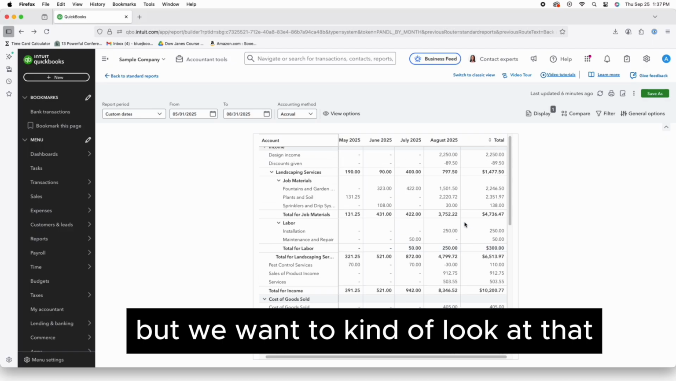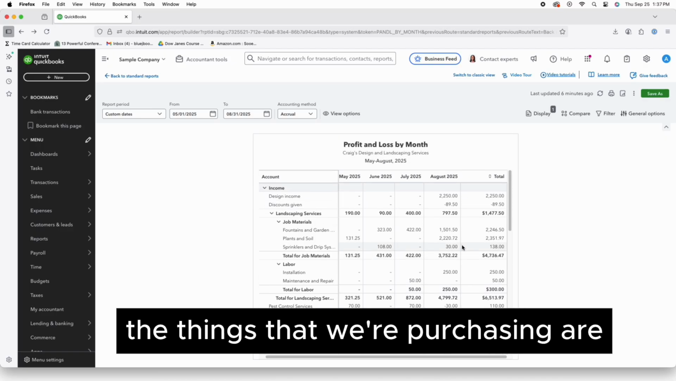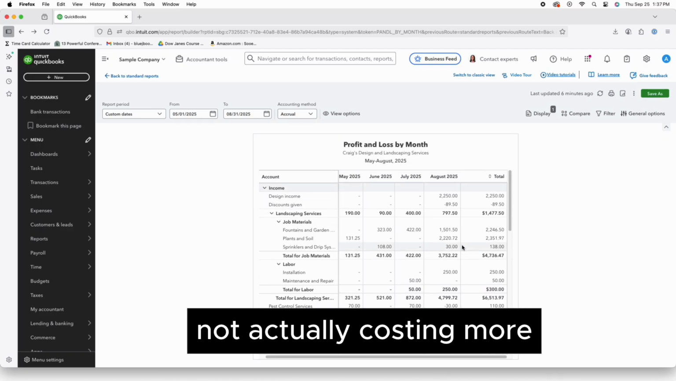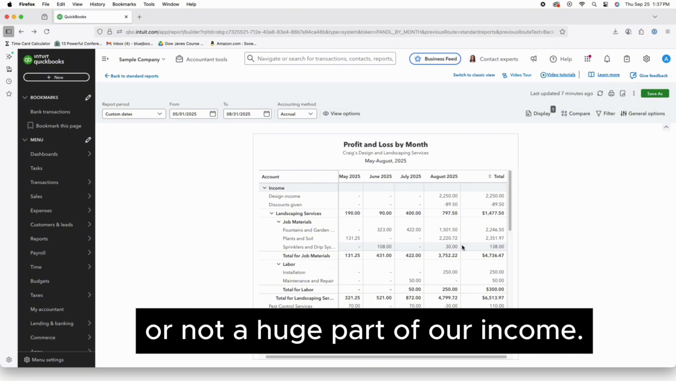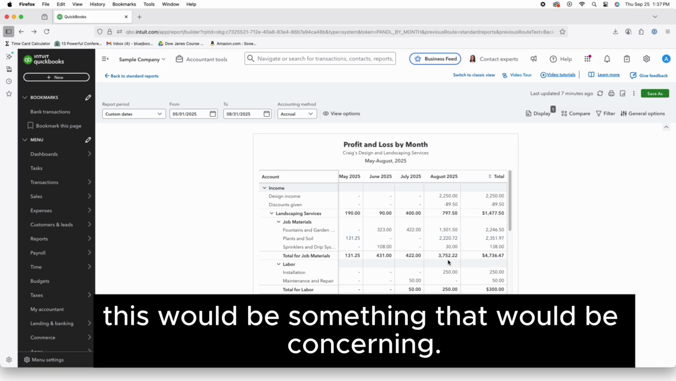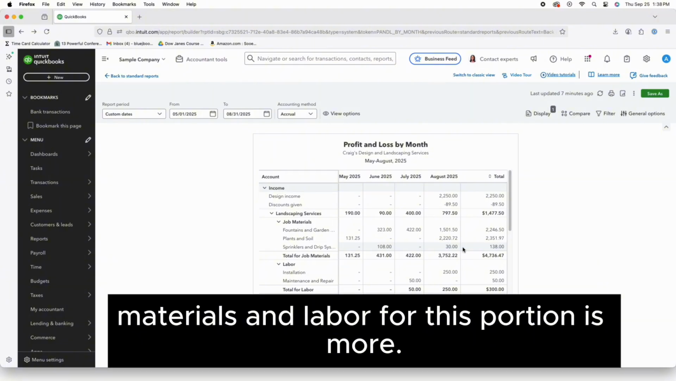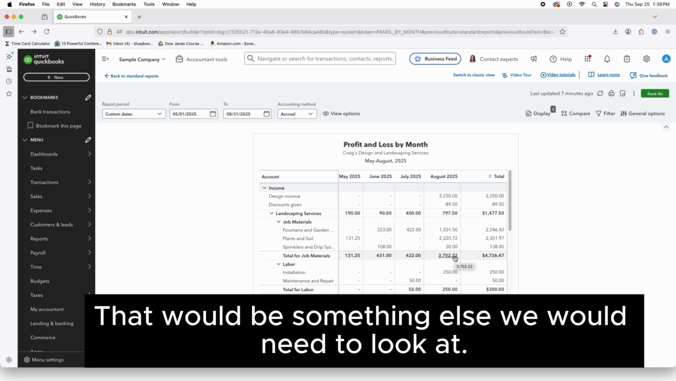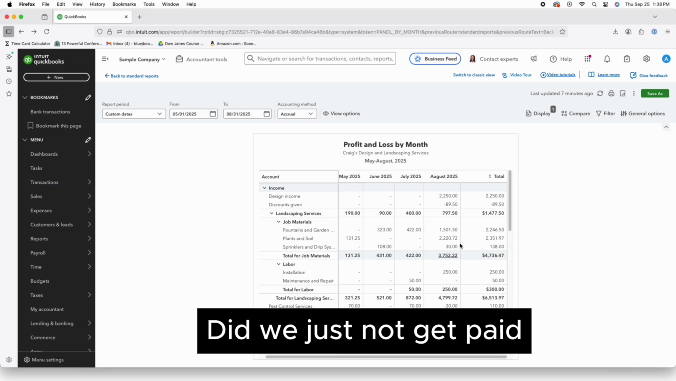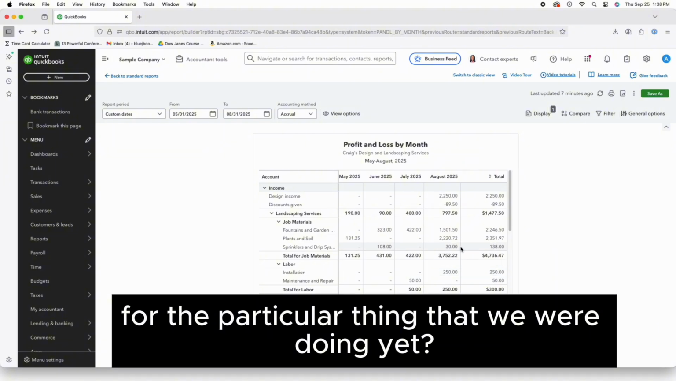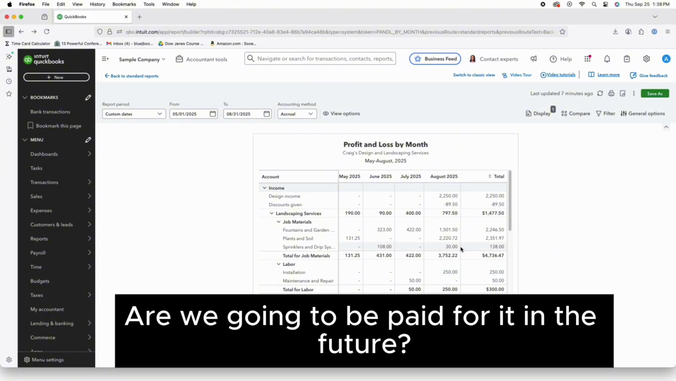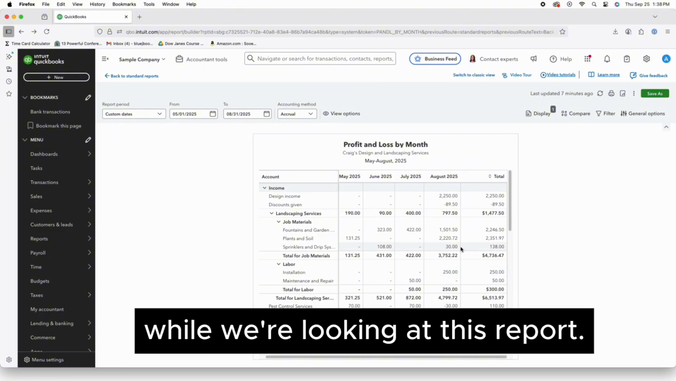But we want to look at that just to make sure that the things that we're purchasing are not a huge part of our income. Now, again, this would be something that would be concerning: the amount that we're spending on job materials and labor for this portion is more. That would be something else we would need to look at. Did we just not get paid for the particular thing that we were doing yet? Are we going to be paid for it in the future? Things we need to think about while we're looking at this report.